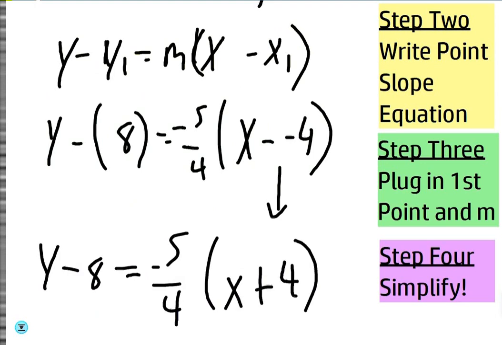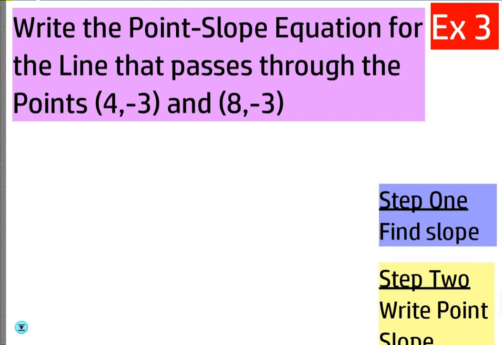And that is simplified. The next two examples are going to go real quick because we're going to use the shortcuts we learned yesterday. Okay, so who can tell me what the shortcut is here? It says it passes through the points (4, negative 3) and (8, negative 3). Both of the y values are the same. Good, thank you.